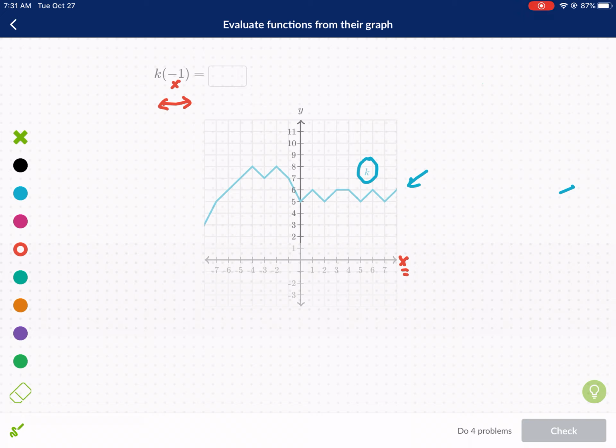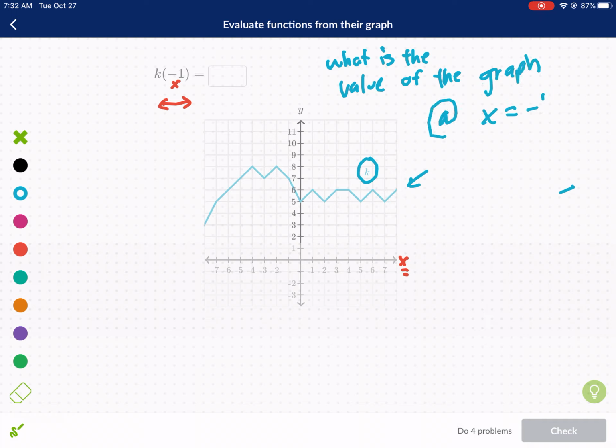So if we're looking for -1, we want to know what the value of the graph is at x equals -1. That's what this means. In a lot of ways, this is a very simple way of expressing something that's a little bit more complex. Like a lot of words, what is the value of the graph at x equals -1 instead of k of -1? That's a lot easier to say, so that's why they have certain designations.